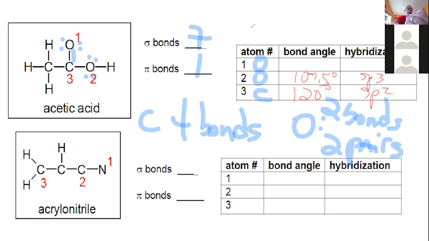Now oxygen 1, this one right here. How many regions around oxygen 1? It's three. So what hybridization? That's sp2. Yep. And the bond angle is 120. Yep, around 120, exactly. Excellent. Now, somebody else want to help out with the second one, the acrylonitrile?